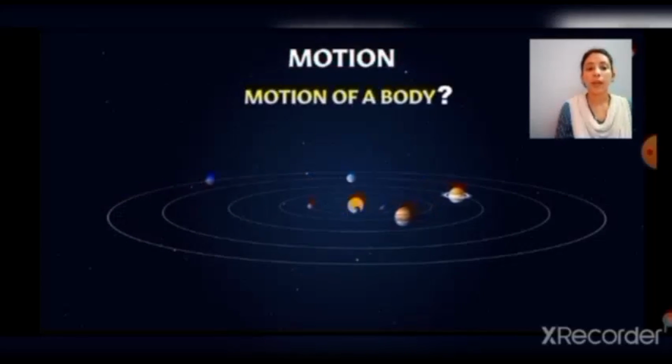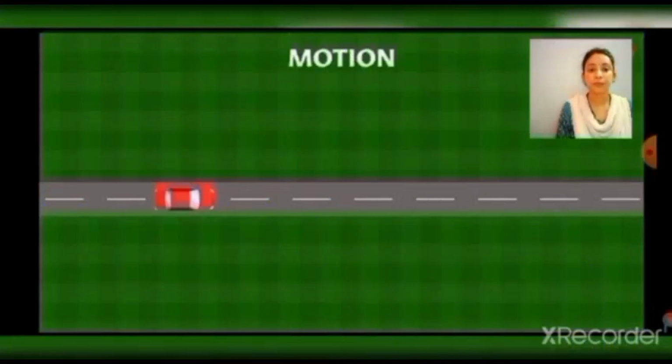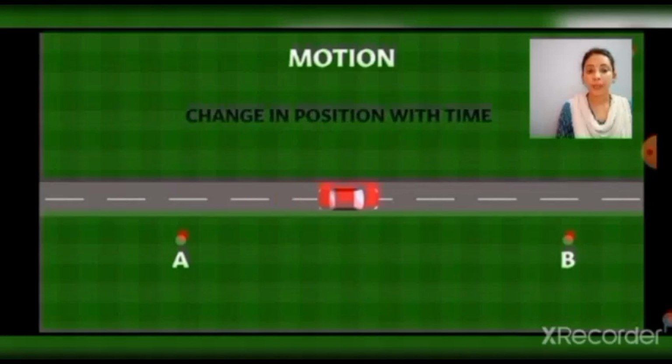But how will we define motion in scientific terms? Suppose there is a vehicle at position A and this vehicle wants to go to position B. So the vehicle has to move, otherwise it won't be possible. It has changed its position with time. If you look on the screen, it is changing its position. So this is called motion. Change in position with time is called motion. This is how you will define motion.